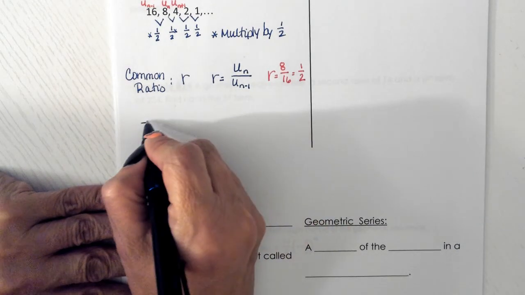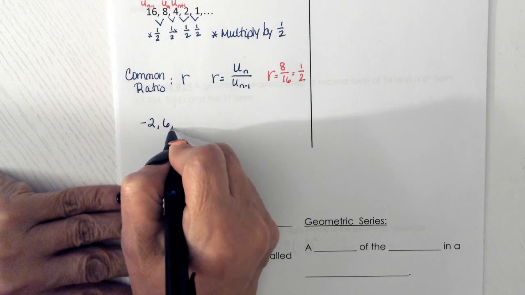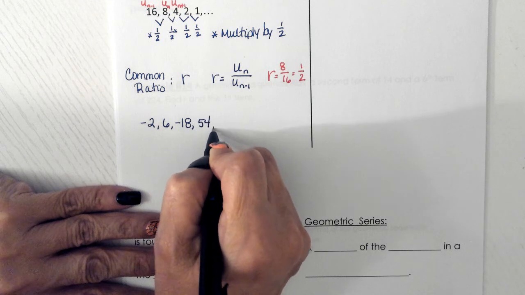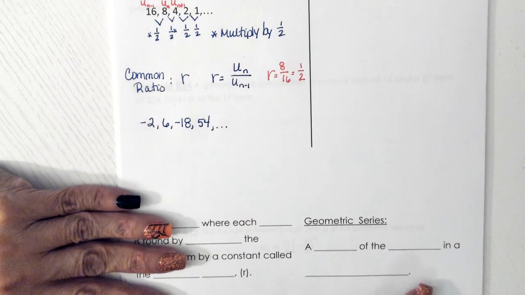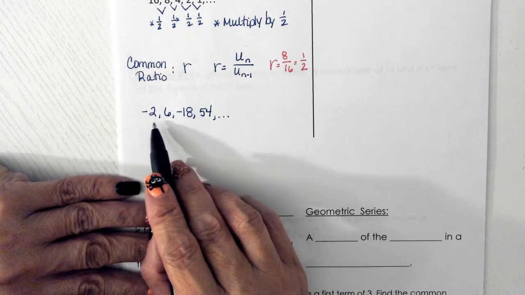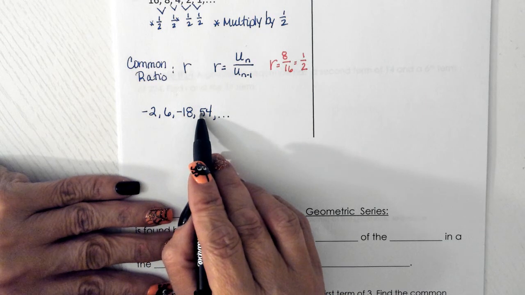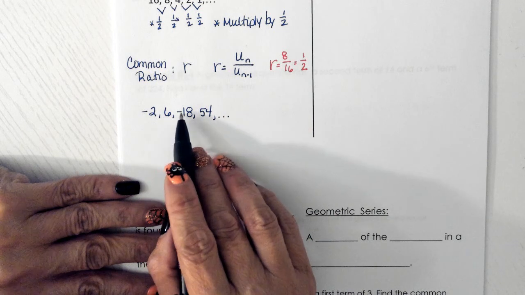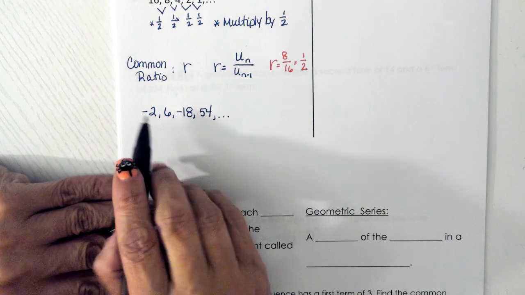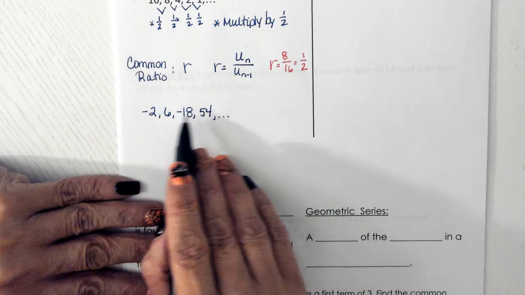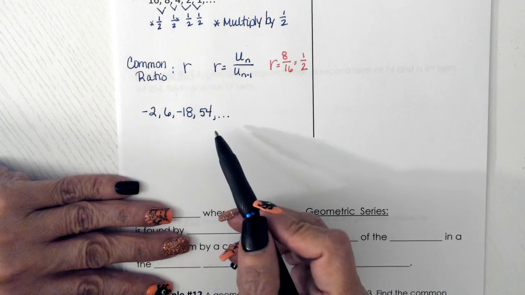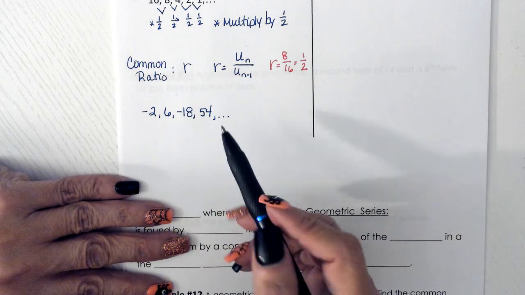Okay. So let's see if we can do an example here. Let me give you -2, 6, -18, 54. Right off the bat, I hope you're like, wait. How can it be negative, positive, negative, positive? That's because if your common ratio is negative, every other one would be a negative. If you see negative, positive, negative, you know it's geometric. Or at least you know it can't be arithmetic.